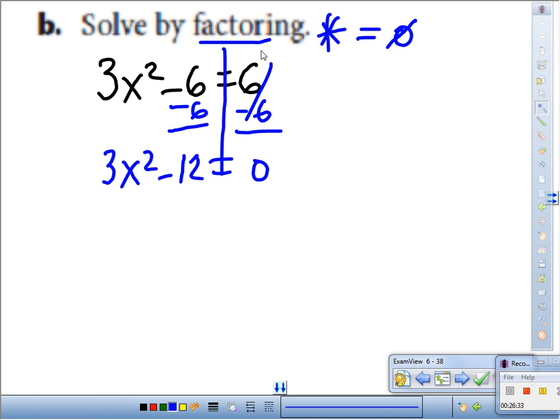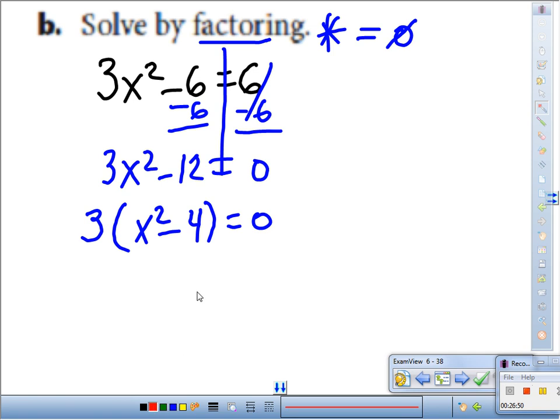Now we can factor. You're like, Mr. Q, but it's not a trinomial, so what can we do? Check for the GCF. The GCF is 3, and we're left with x squared minus 4 equals 0.